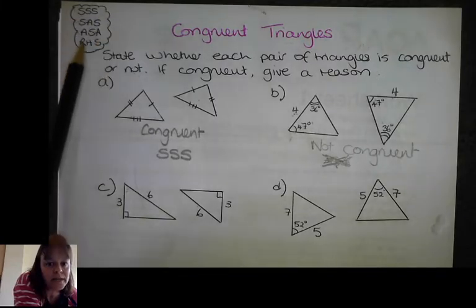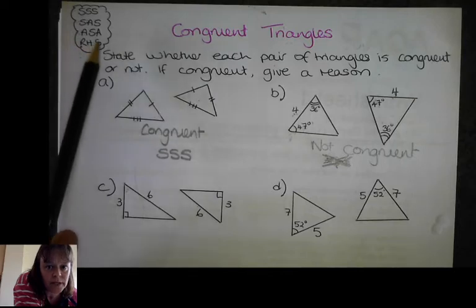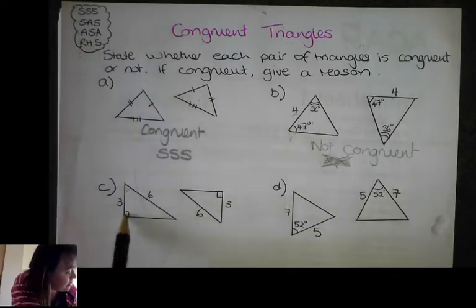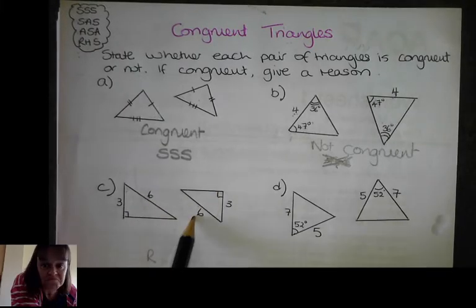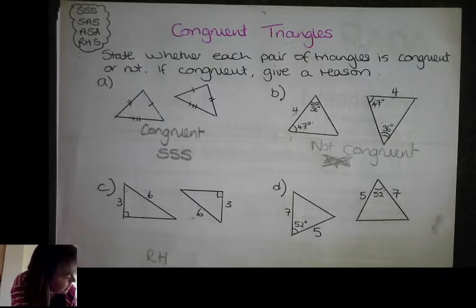This one looks more promising. So let's check whether I've got a right angle, the hypotenuse, and a side. So I've got a right angle, so I've got that bit, so it's looking promising. I've got the hypotenuse, the one opposite the right angle. So I've got a hypotenuse. And then I had to have another side that matched.